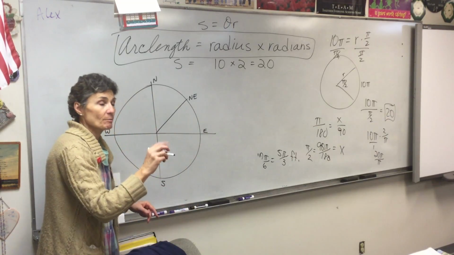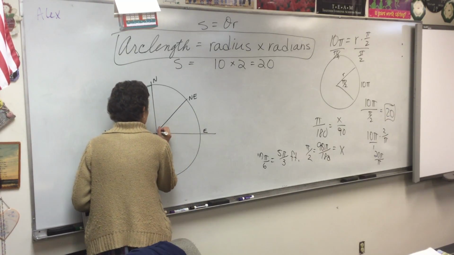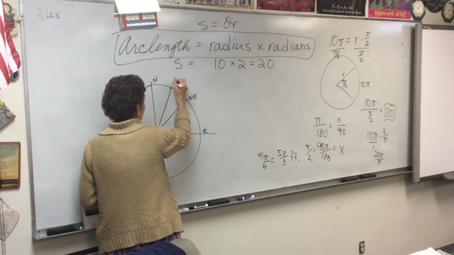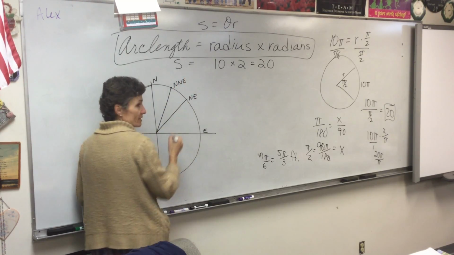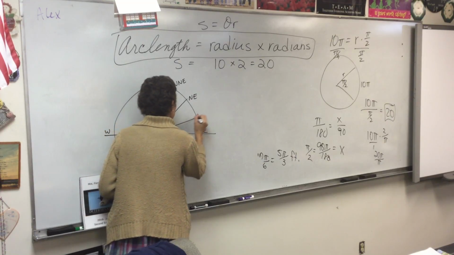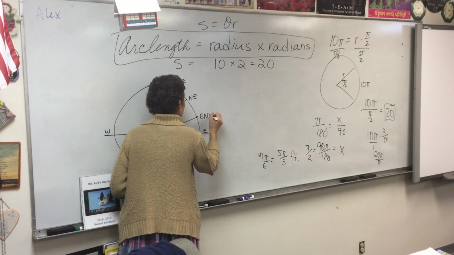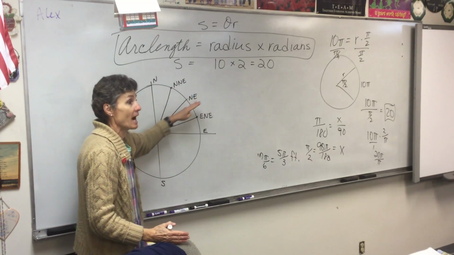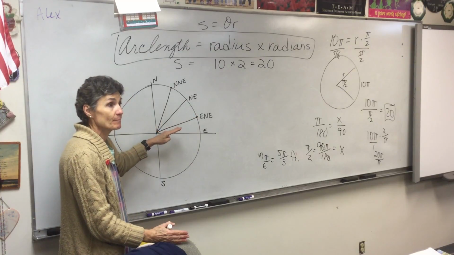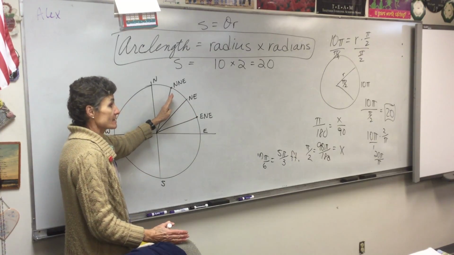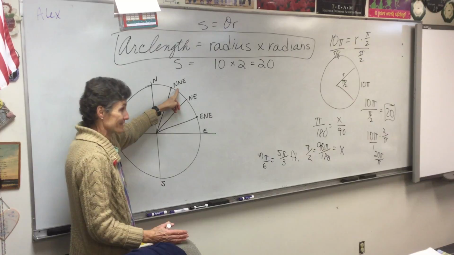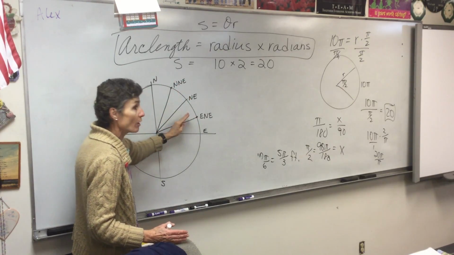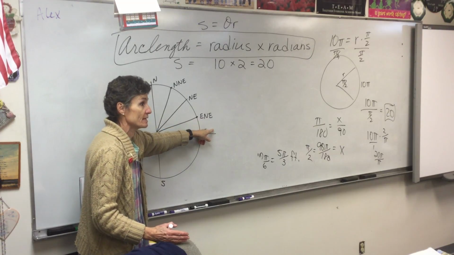Correct? Now, here's the part you might not know. If you split this difference here, this would be called north-northeast, and this one would be called east-northeast. Now, here's the deal. This is the northeast line, right? Everybody understands that. This is on the north side of the northeast, and this is on the east side of the northeast.